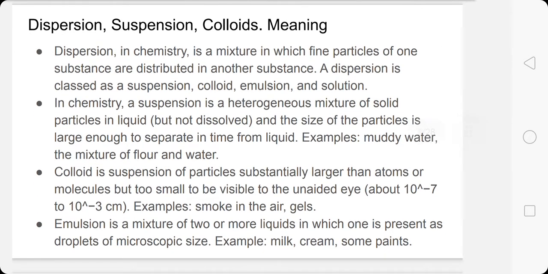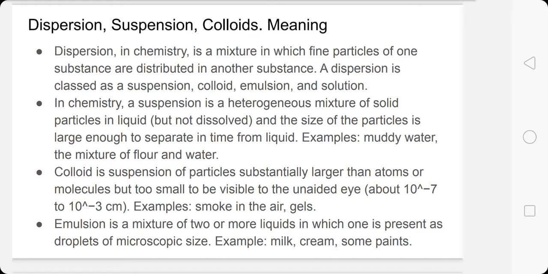Dispersion, suspension, colloids. What is the meaning? So dispersion in chemistry is a mixture in which fine particles of one substance are distributed in another substance. It is general. So a dispersion is classified as suspension, colloid, emulsion, and solution. In chemistry, a suspension is one subclass of the dispersion.